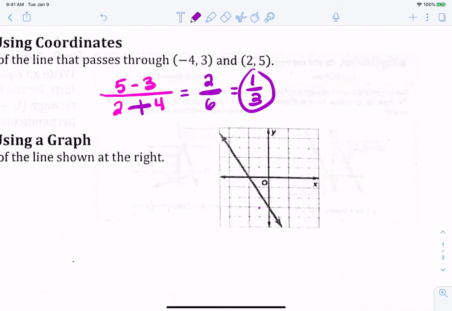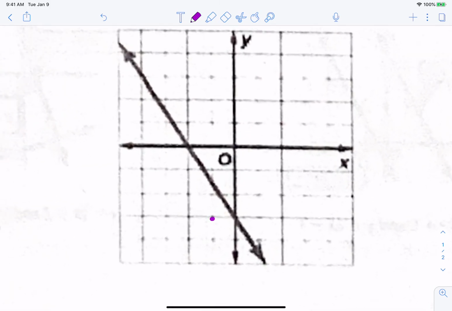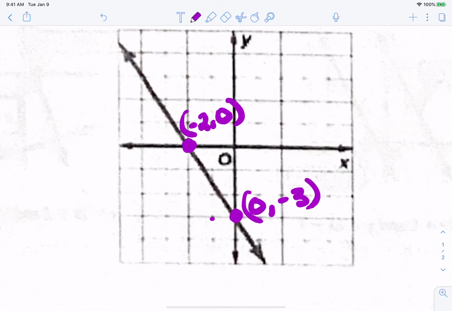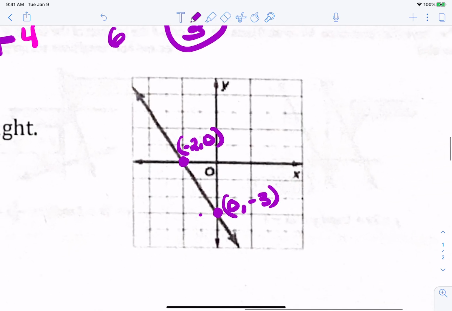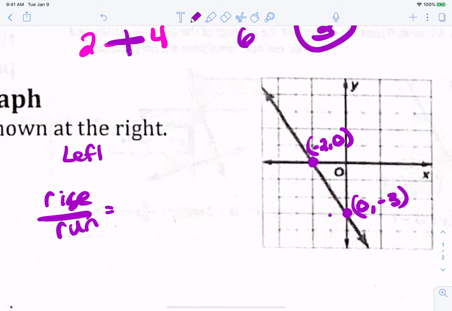Now, they're giving us a graph on this next one, and they want us to find the slope. So we're going to pick points where they cross really nicely. Where does it cross nice on the graph? The x and y intercept, those cross really nicely. So this one is at negative 2 comma 0, and this one is at 0, negative 3. After we identify those 2 points, we can plug them into the equation, or we can use the graph to our advantage and simply do rise over run.